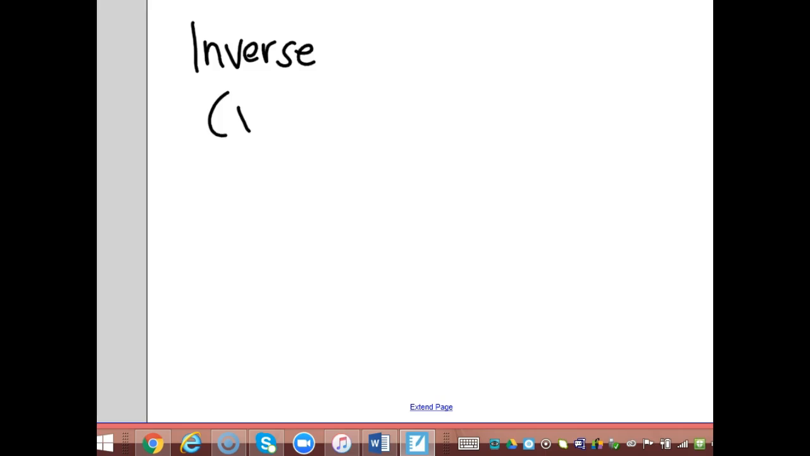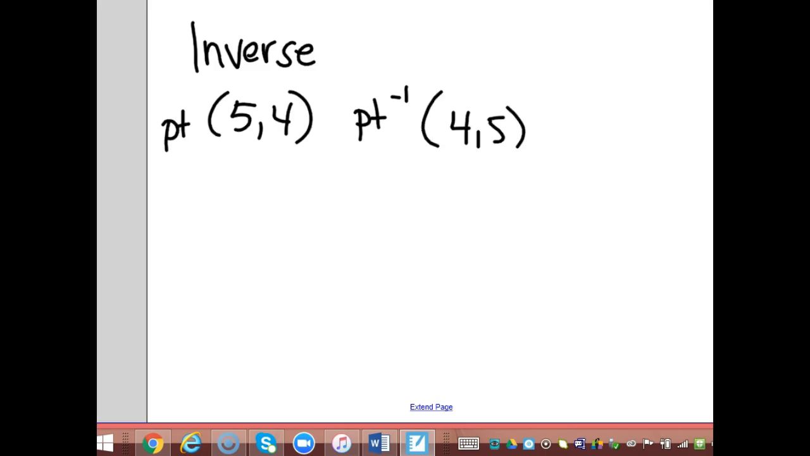So if I had a point of 5 and 4, this is my normal point. The inverse, usually written with a negative one at the top, is then 4 and 5. It's just taking your x and your y and switching them. That could be a set of points, or a picture on a graph: writing out all the points, switching them, and drawing the new picture.